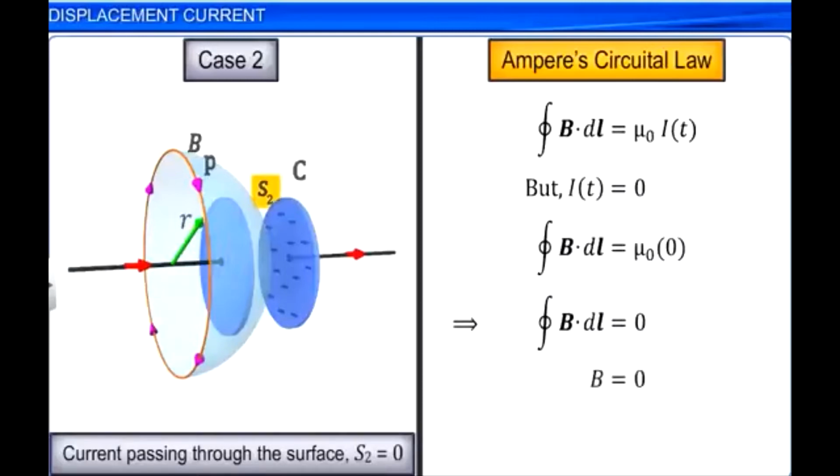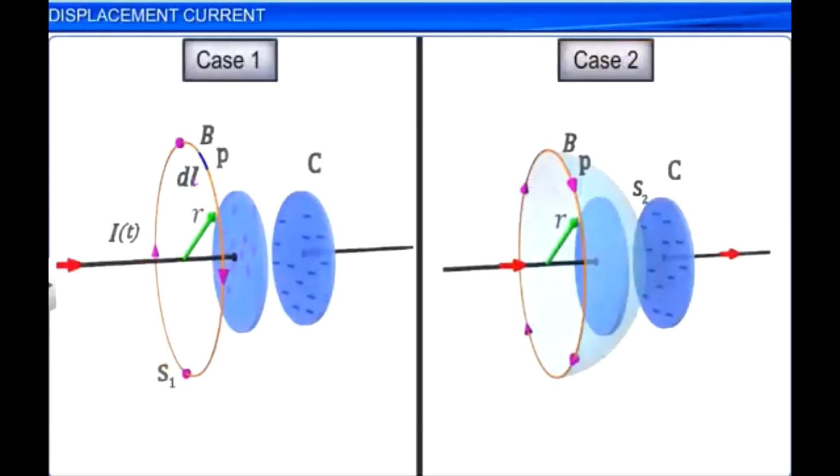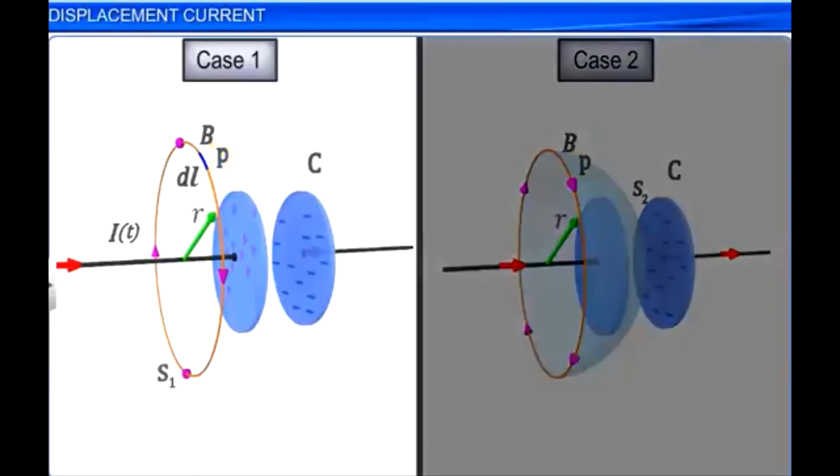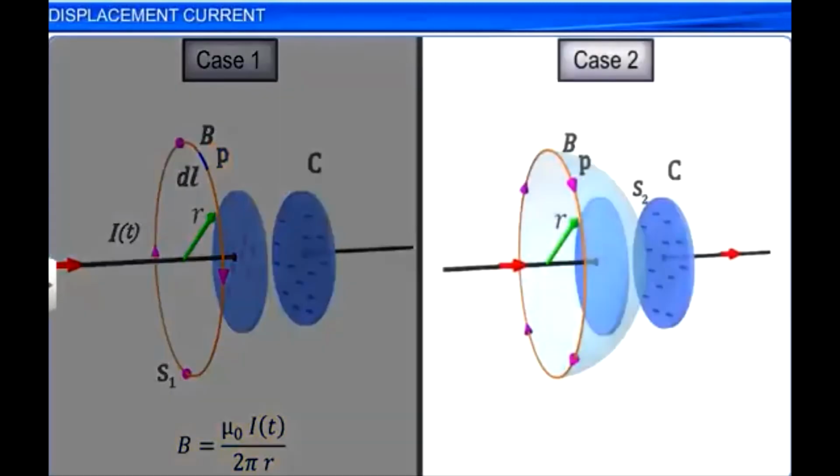Thus, Ampere's circuital law gives two different results at the same point P. In the first case, the magnetic induction at point P, B, is equal to mu naught into I(t) by 2 pi r. In the second case, the magnetic induction is 0 at the same point, which is a contradiction. This contradiction arises with the use of Ampere's law, which must be missing some term.